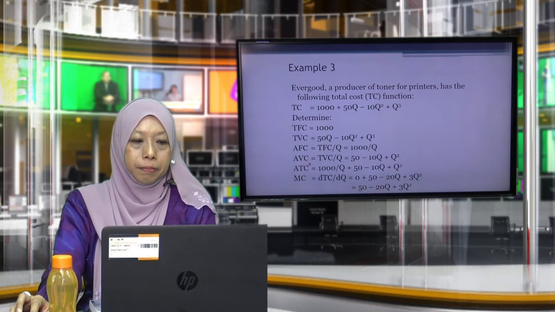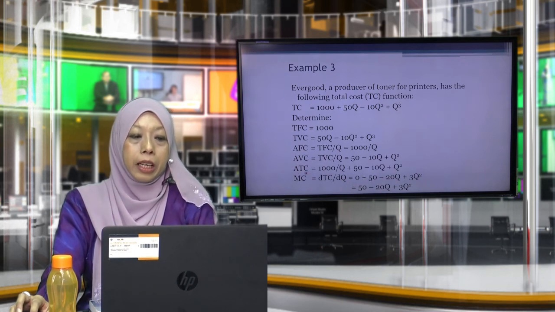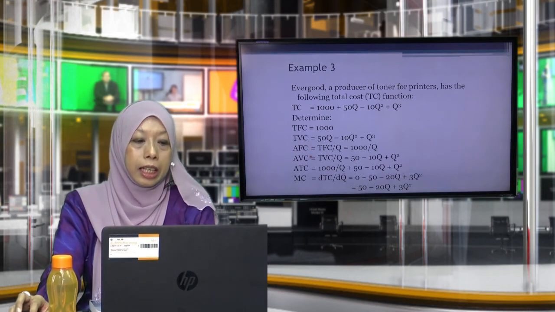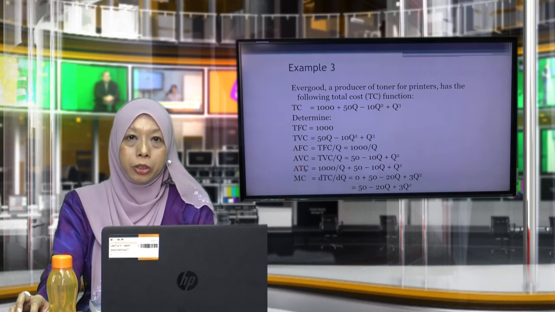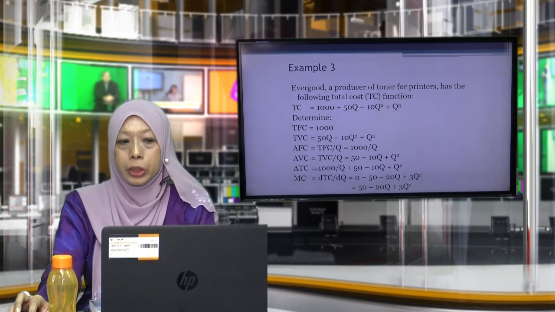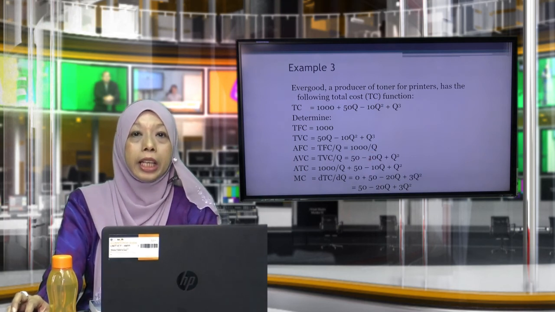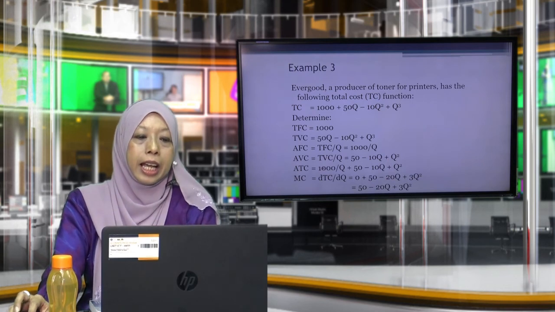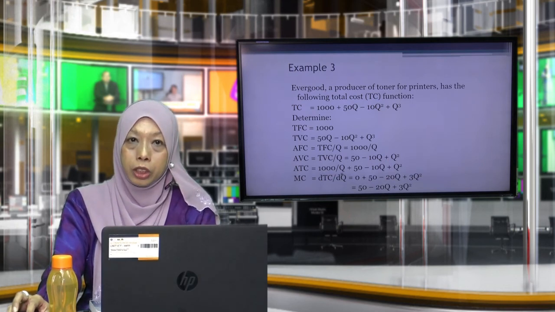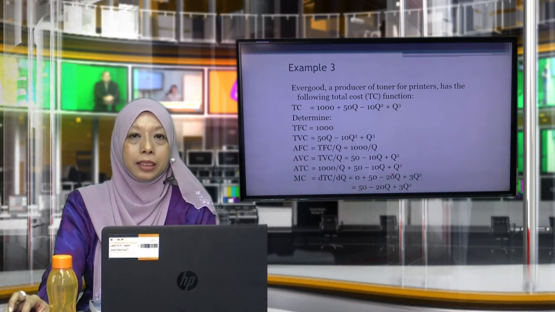The last average cost concept that we want to derive is your average total cost. Remember, average total cost is average fixed cost plus average variable cost. So to derive the average total cost function, you simply add the average fixed cost function to the average variable cost function, and that will give you 1000 over Q plus 50 minus 10Q plus Q squared.